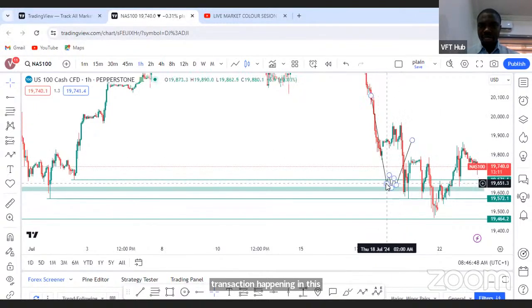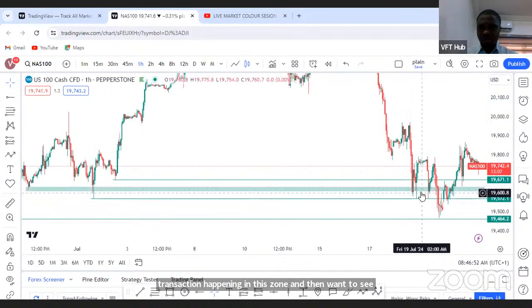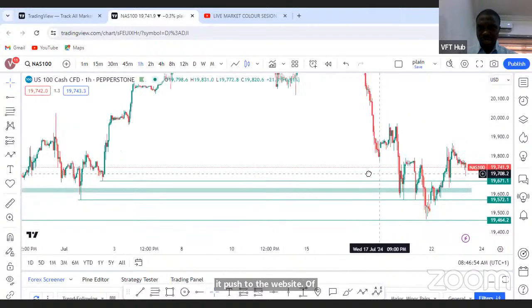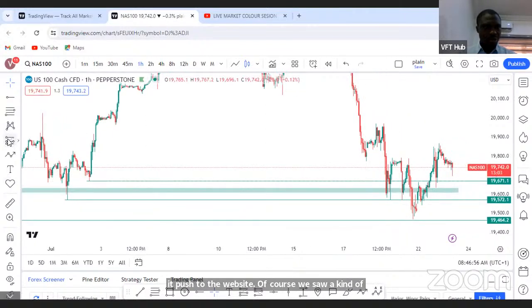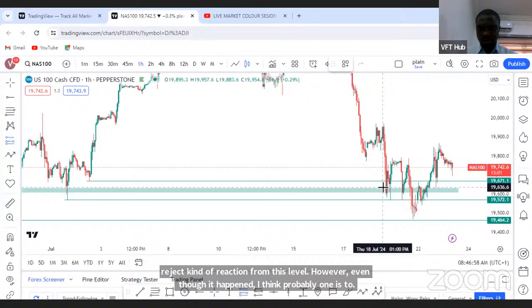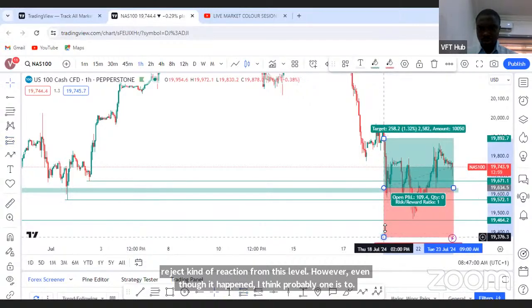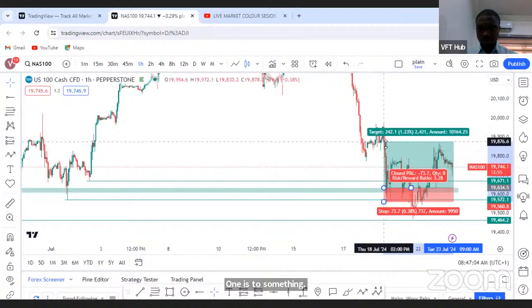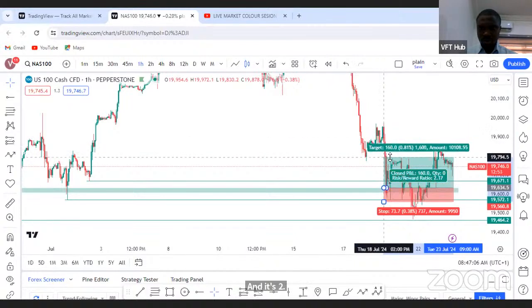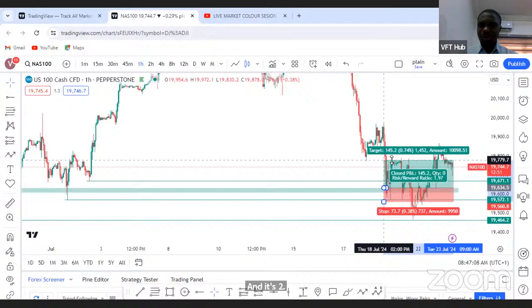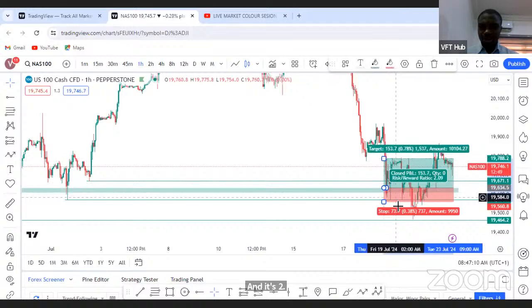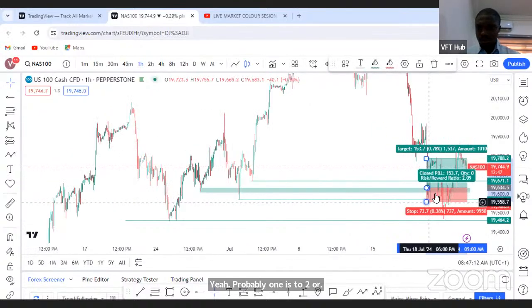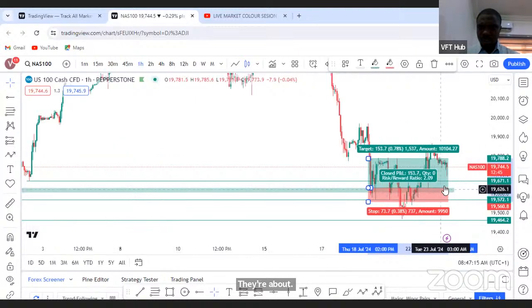Of course, we saw a kind of reaction from this level. However, even though it happened, I think probably one is to something like 1:2. Yeah, probably 1:2 or thereabout. 1:2 happened, but really, this is not what I'm looking forward to.